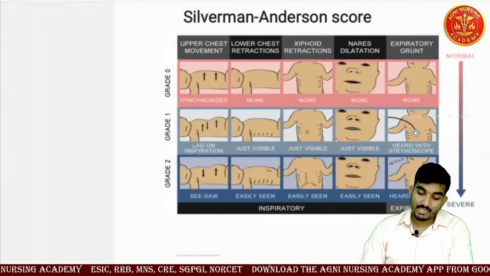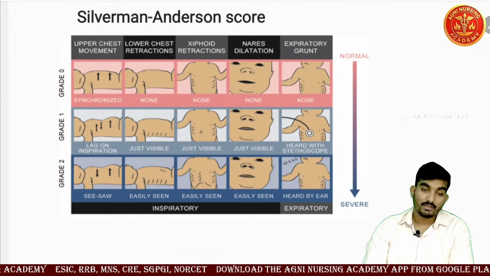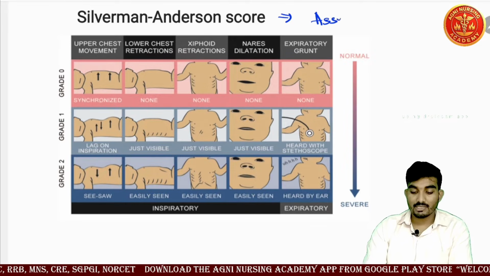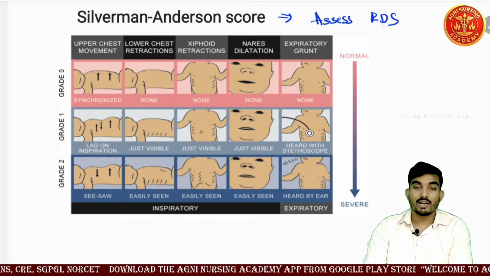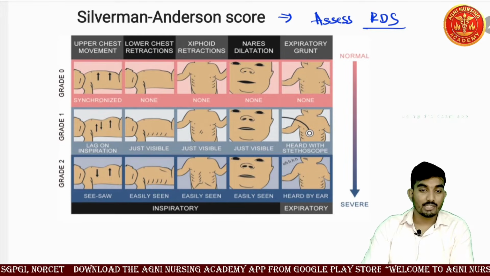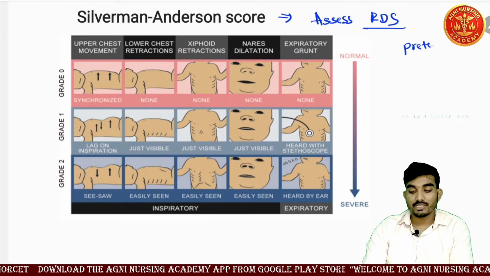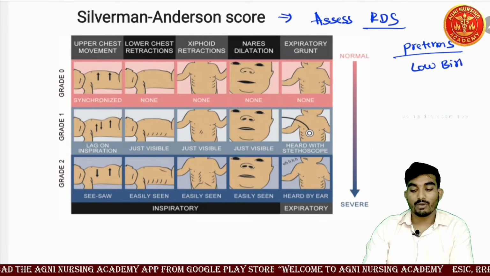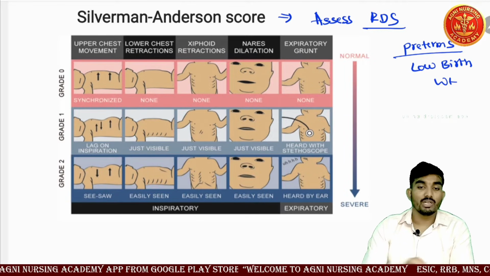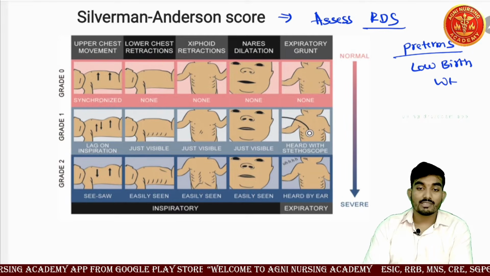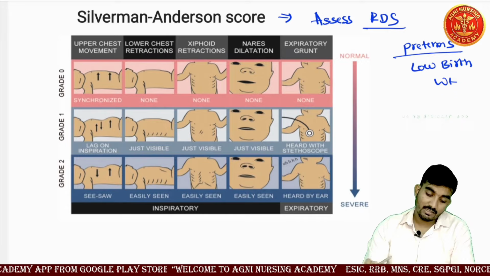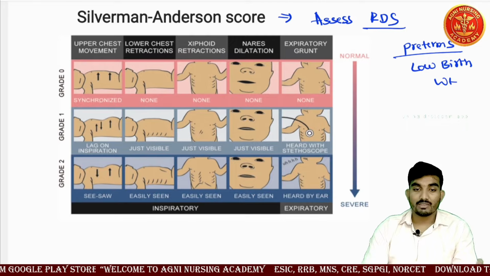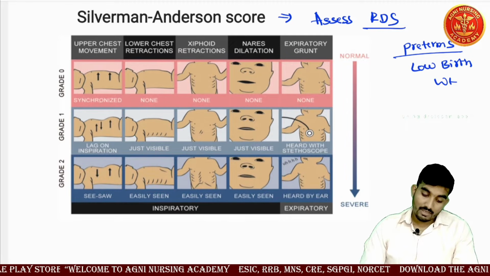We'll see the Silverman-Anderson score here. The Silverman-Anderson score is used to assess respiratory distress syndrome, RDS, especially in preterms and low birth weight babies. In the Silverman-Anderson score, there are 5 parameters: 4 parameters during inspiration and 1 parameter during expiration. We'll see which ones those are.